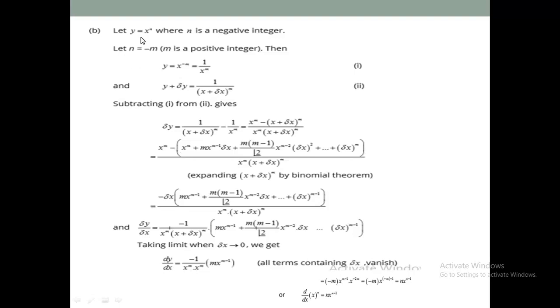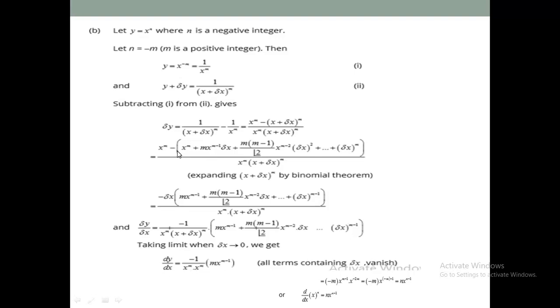Now the same question when we take a negative integer minus m, meaning 1 over x raised to power m, and then we subtract left from left and right from right, taking LCM. Now we apply the same binomial formula on this bracket, x raised to power m, then x power m minus 1, m minus 2, delta x raised to power 0, delta x raised to power 1, delta x raised to power 2, and at the end delta x raised to power m.